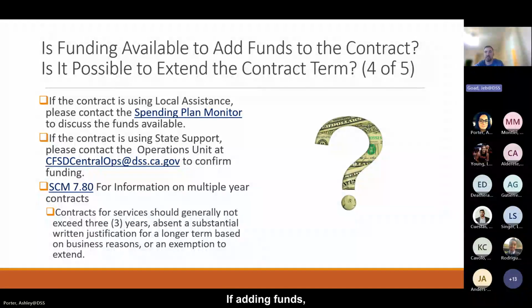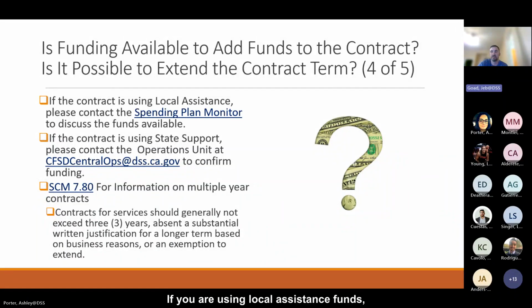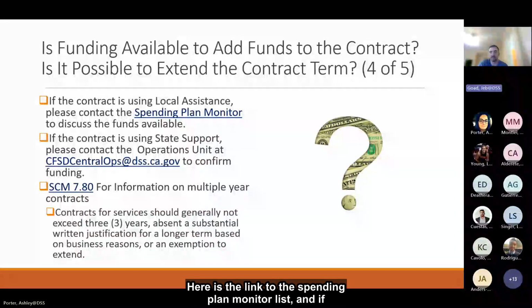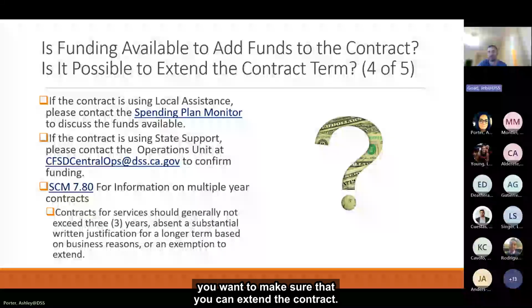If adding funds, you want to make sure that the funds are available before amending. If using local assistance funds, please contact the spending plan monitor to discuss available funds. Here is the link to the spending plan monitor list. And if you're using state support, please contact the CFSD Central Operations Unit at the listed email to confirm funding is available. Also, you want to make sure that you can extend the contract.